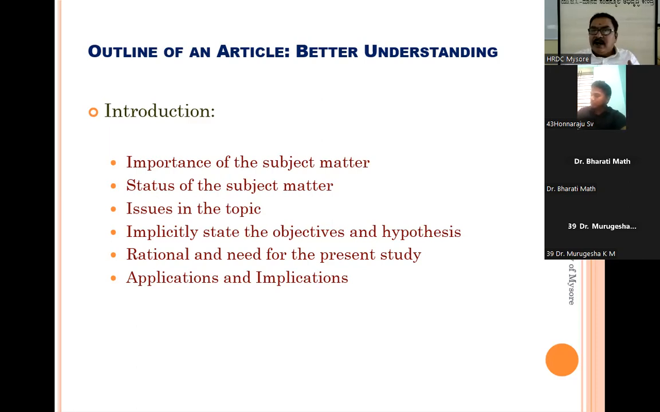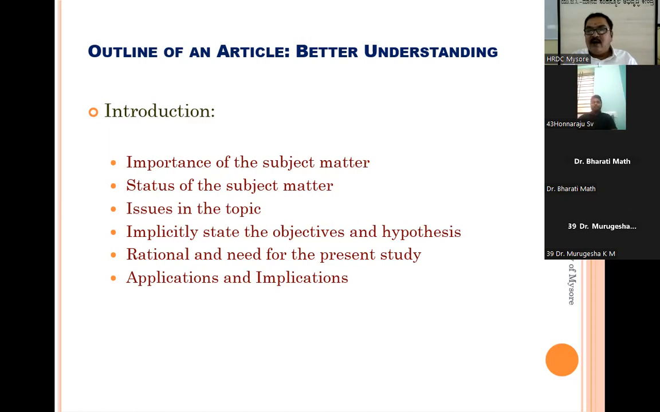And within the introduction, you have to write your objectives and hypotheses. I have seen many articles, particularly from humanities, where they write exclusive hypotheses and objectives of the article. No, don't write exclusive objectives and exclusive hypotheses. You have to implicitly write what you intend to do in that research article and what you are going to prove in that article. So you should state the objectives and hypotheses very implicitly.